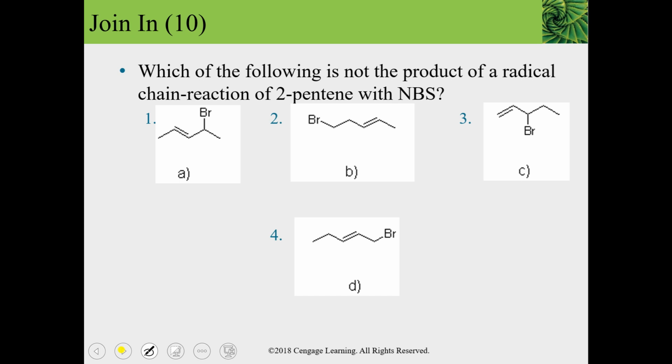Okay, so I suggest going through these and seeing what you would expect as an answer. Okay, which of the following is not the product of a radical chain reaction of 2-pentene? That's 2-pentene. Okay, so which would you not expect to be the product? Okay, see if you can figure it out. The answers should be in the back of your textbook because these are in your textbook as well.